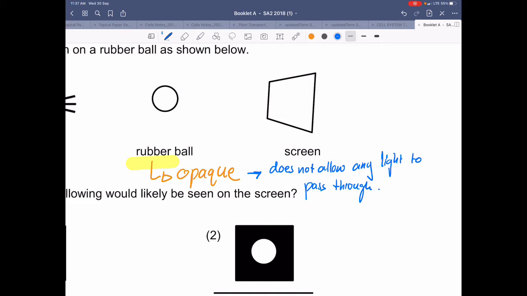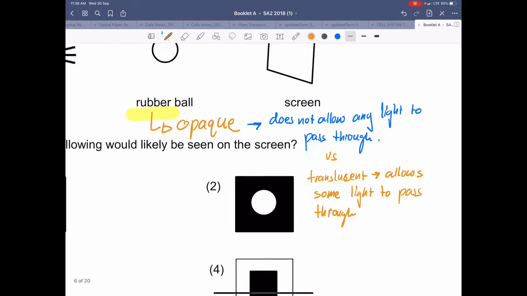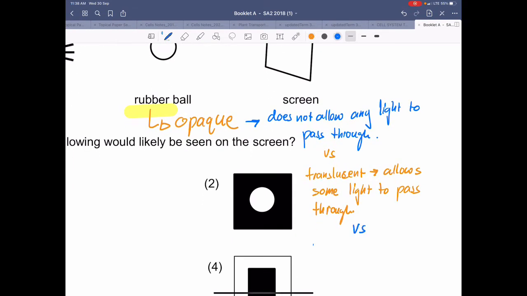Okay? Versus another type of material, which is translucent. A translucent material allows some light to pass through. Versus transparent, which allows most light to pass through.